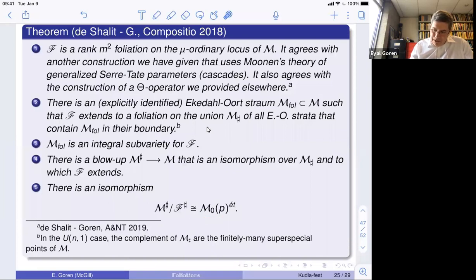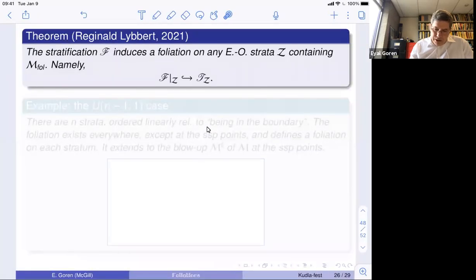Okay, so perhaps I'll just mention a theorem proven by my PhD student, Reginald Libert, that shows that this foliation induces a foliation on any Ekedahl-Oort strata on which it's defined. So that means that we can understand how Ekedahl-Oort strata behave under this map from M0p, the gamma 0p moduli problem for unitary Shimura varieties, to the base unitary Shimura varieties.